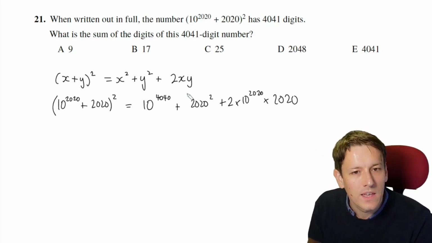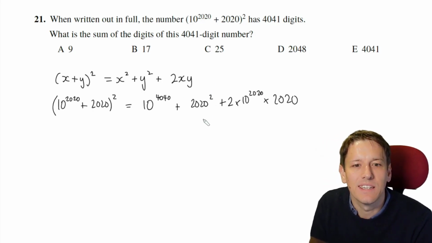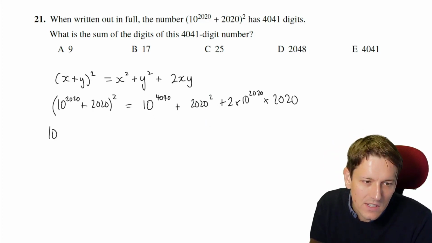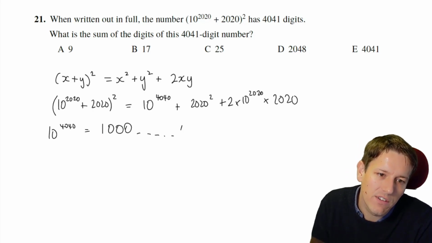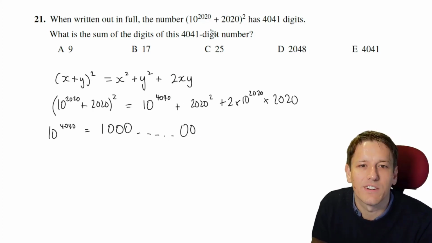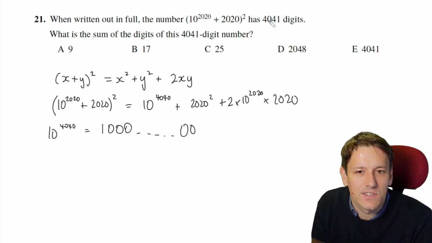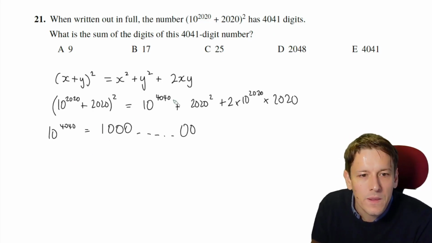Okay, so actually each of these things are reasonably easy to deal with, right? 10 to the 40 is just going to be a 1 with a lot of zeros after it, right? 40 zeros, I guess. And this gives us this 41 digit number overall.